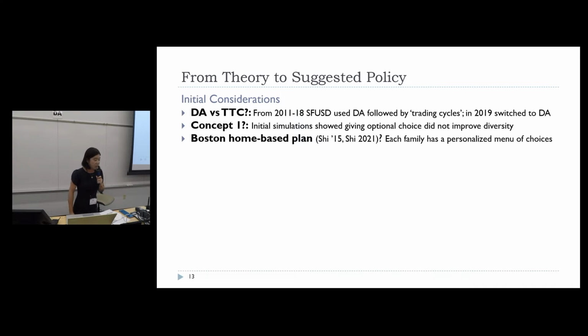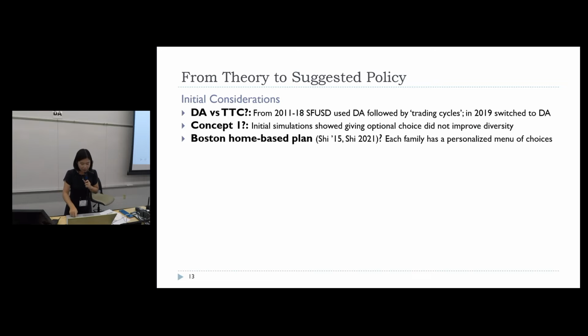We also did some initial simulations on concept 1, and we showed that giving this optional choice after being initially assigned to your neighborhood school didn't really improve diversity. In addition, also drawing from the literature, in Boston there's this idea of the home-based plan, which I referred to before as menus. The idea is that each family gets a personalized menu of choices, and by appropriately designing menus, you can recover what you would be trying to do by appropriately designing priorities. And so we proposed this also as a policy concept to the district.